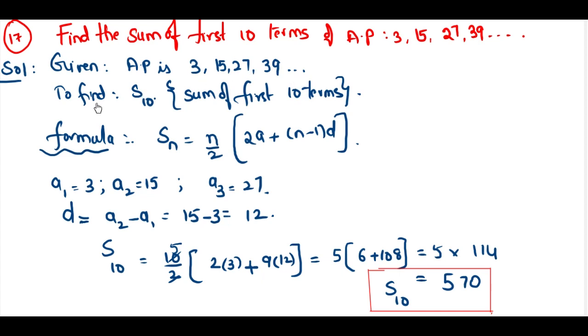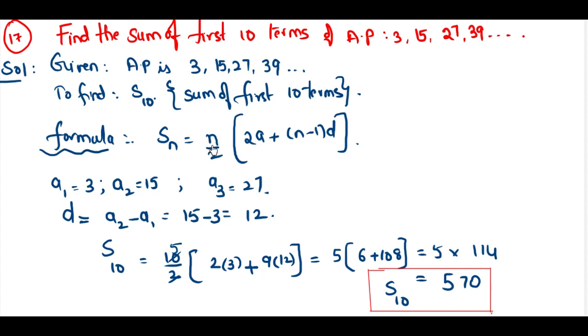What do we need to find? We need to find the sum of first 10 terms. Okay, so we need to find S10. So what is the formula for finding the sum of n terms? Sn equals n by 2 into 2a plus n minus 1 into d is the required formula. So what are the things we need for this? We need to find n.